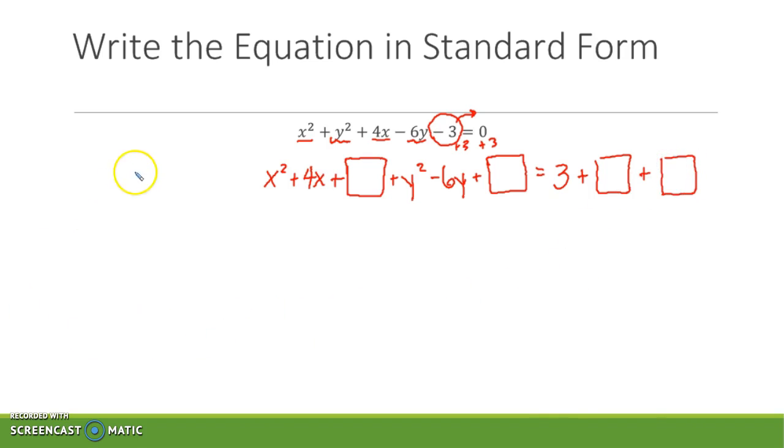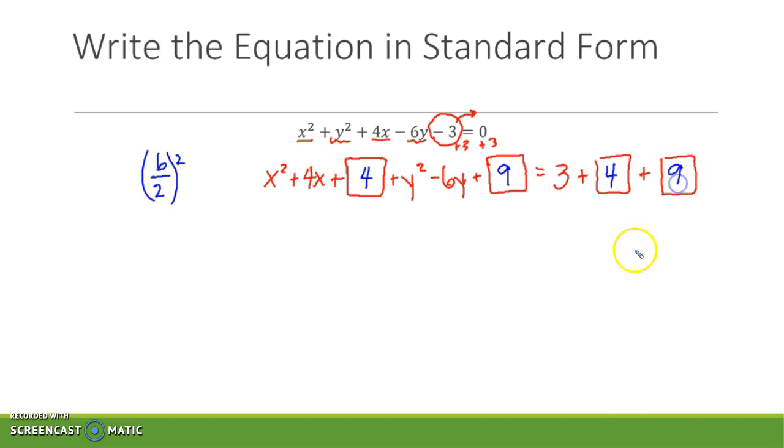Then to figure out what goes inside the box, you have to do (b divided by 2) squared. So for the first step, for my x's, my b is 4. So half of b is 2, and 2 squared is 4. So I'm going to put a 4 in the first box. Then for the y's, my b is -6, and half of -6 is -3, and -3 squared is 9.